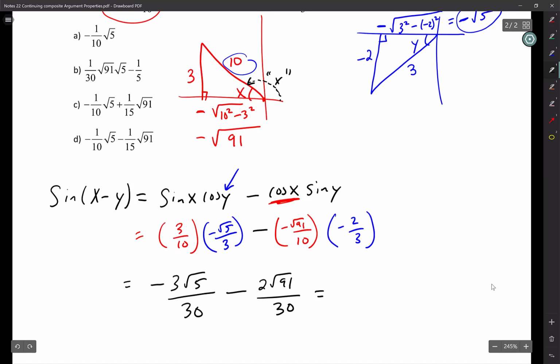The denominators are the same. I can probably group them together. They did not group them. I already see it. They did this. 3 goes into 30 10 times. So I'm going to write negative square root of 5 over 10. 2 goes into 30 15 times. Minus square root of 91 over 15.